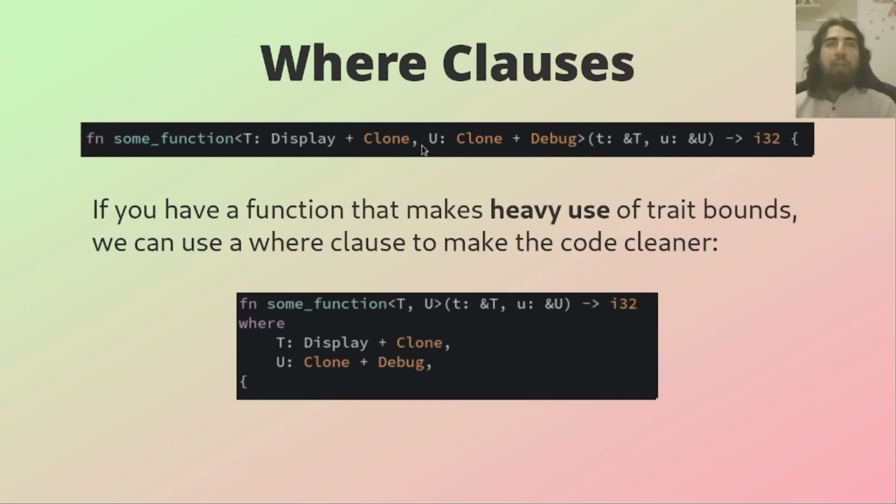So we can write that in a more concise way using a where clause, meaning after the return type in a function, we can use the where keyword and then over here define our trait bounds. And this over here is exactly the same as this. But instead of defining the trait bounds directly on the generic type parameter, we do it in a separate block.